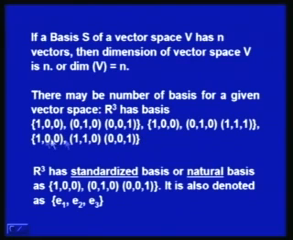So, R3 may have a number of bases, each consisting of 3 vectors, but this special basis has a special name, we call it the standardized basis or natural basis. So, we will have a natural basis and there may be other bases for a given vector space R3.